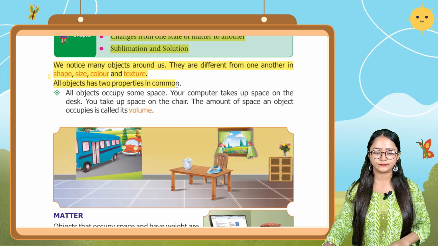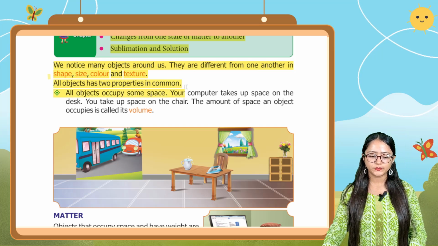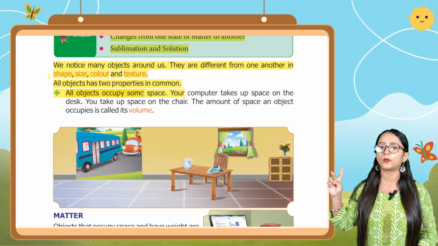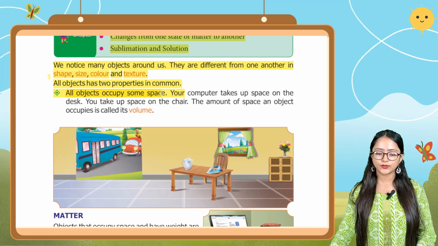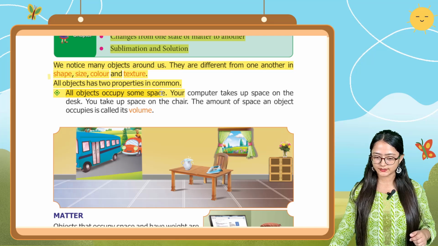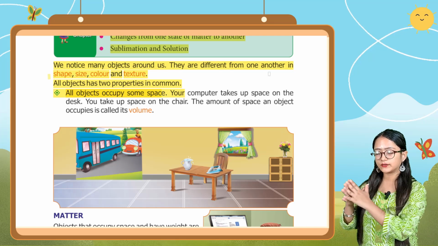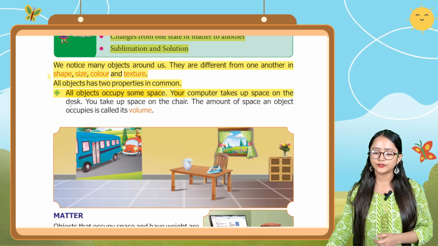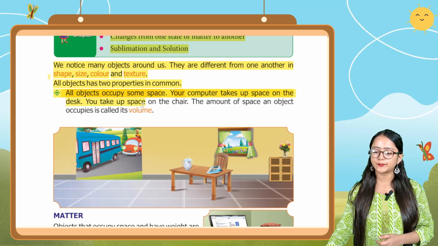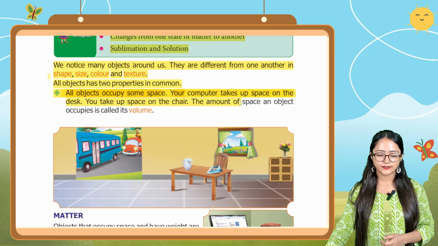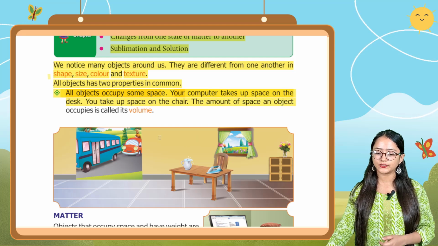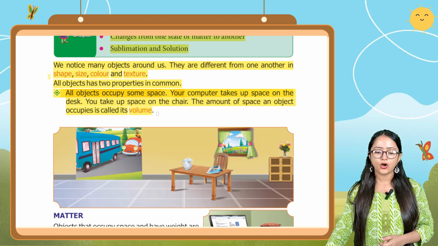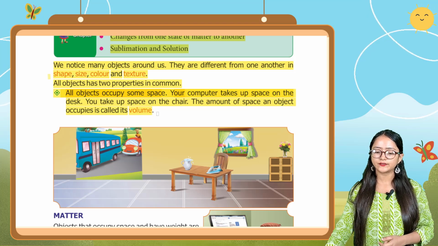All objects have two properties in common. The first one is that all objects occupy some space. So that one is common. Your computer takes up space on the desk. You take up space on the chair. The amount of space an object occupies is called its volume.